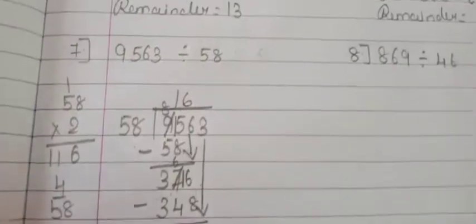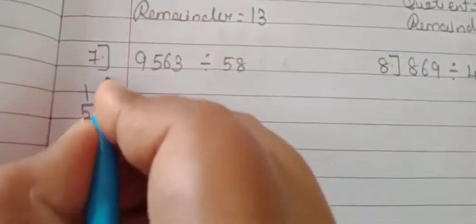Now see 283. 58 5s, how much did we get? 290. So it is a greater number. So we have to multiply now. 58 4s: 4 8s are 32. So 3 will be carried down. 4 5s are 20, 20 plus 3 is 23. Okay. It will become 232.